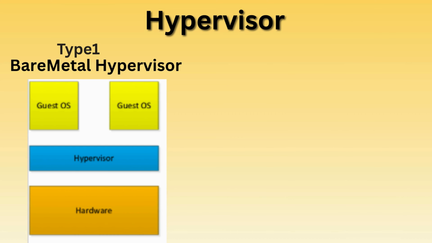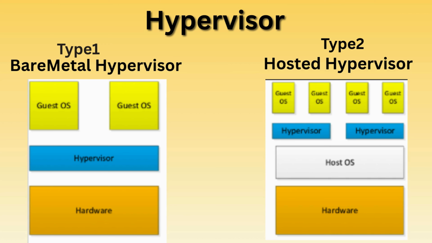Let's see where it is mostly used. It is used in data centers and enterprise environments. For example, Microsoft Hyper-V and Citrix XenServer. Type 2, hosted hypervisor. This one runs on top of an existing operating system. It is great for personal or testing use. Examples include VirtualBox and VMware Workstation.